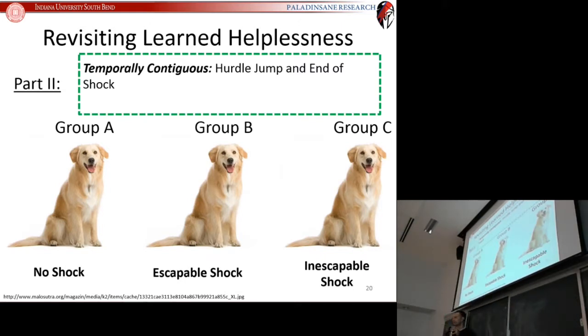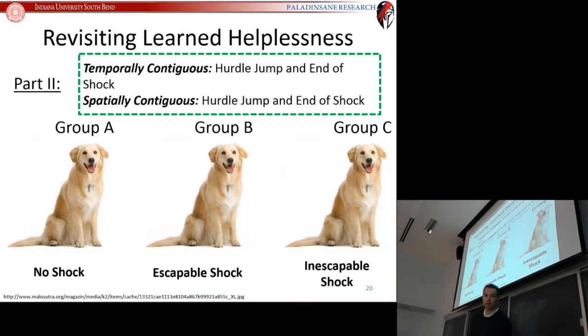And we got a diagram for this one, so if anybody remembers, yeah? The hurdle in the space without the shock? Yeah, so one of the spatially contiguous ones was where the hurdle jump was and where the end of the shock was. So those are very close together in space. In fact, they were touching each other, high spatial contiguity.